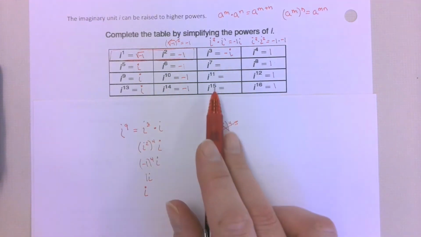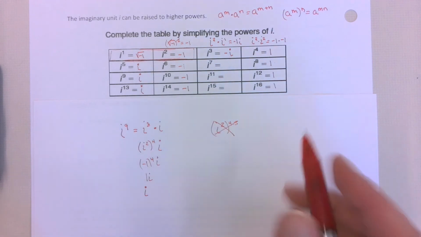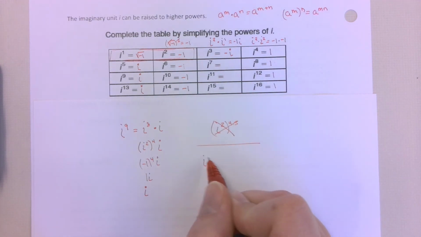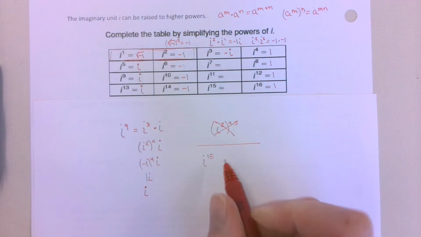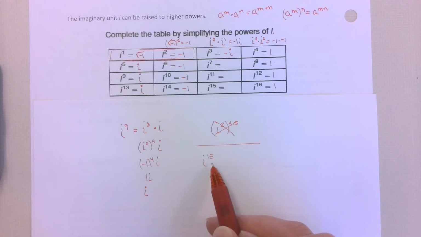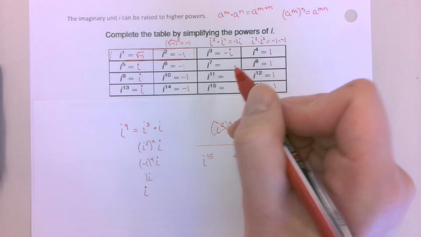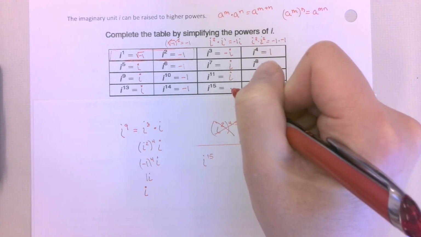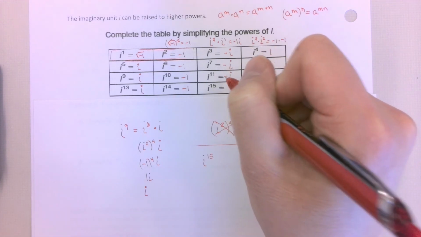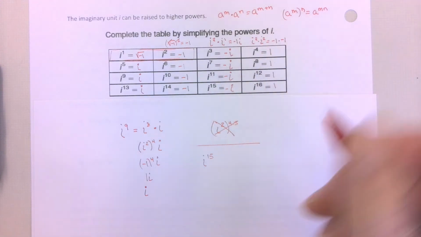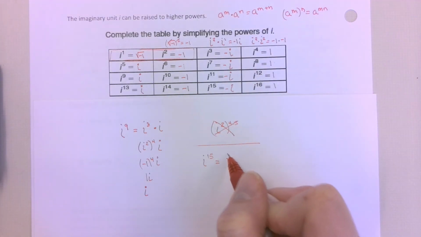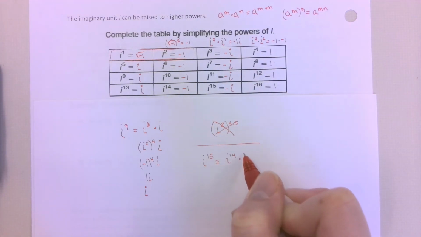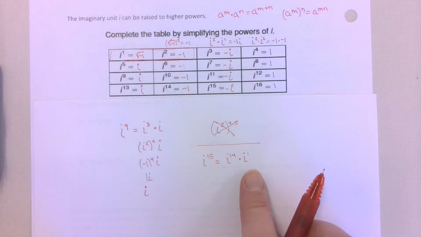Let's do one more. We'll jump to i to the 15th. So here is i to the 15th. Again, I know that my answer is going to have an i in it. All of these are going to have an i in it because that is going to be the odd i left over. And because of the way the powers work, we're going to have a negative i. So I'm going to rewrite this as i to the 14th times i to the 1st. I only need to take that odd i off.